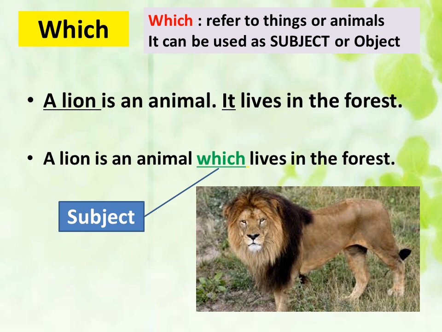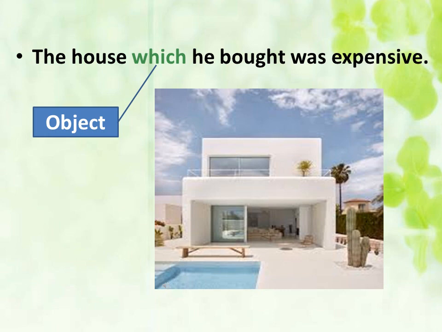Not an object. Okay, let's see here another example of which, but here again is not a subject, it is an object. يعني جات كتلعب الدور ديال object. So the house which he bought was expensive. المنزل الذي اشترى كان غالي الثمن. So the house, which house? The house he bought was expensive. Which refers to the house, okay?